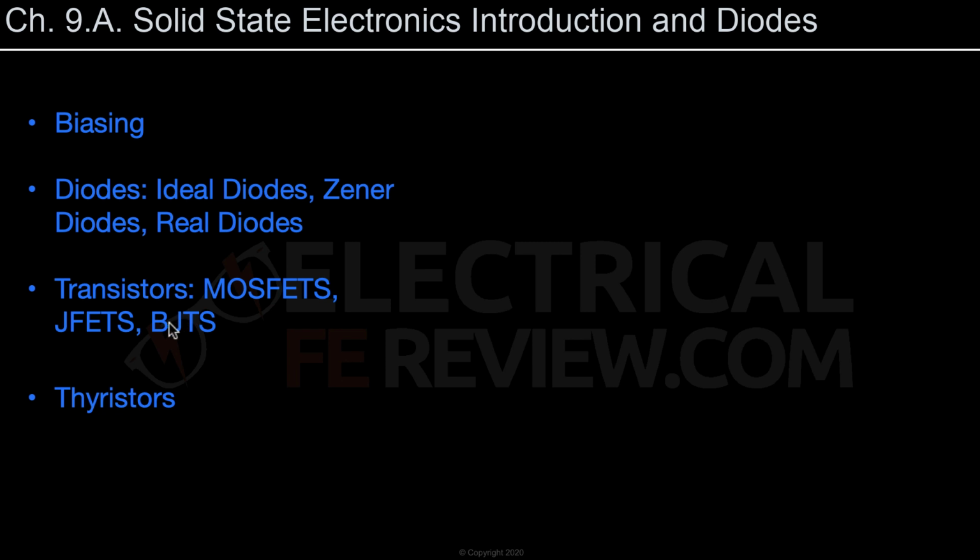of operation. We'll be going over different types of transistors, such as MOSFETs, JFETs, and BJTs, and we will also be talking about thyristors. And with all of these, we'll be talking about different ways of biasing, which we're going to be going over right now.